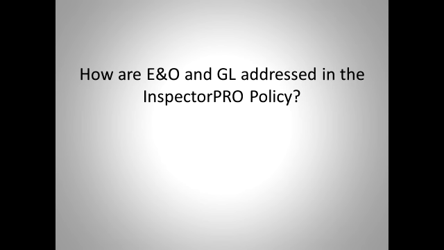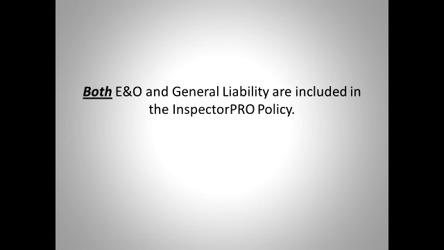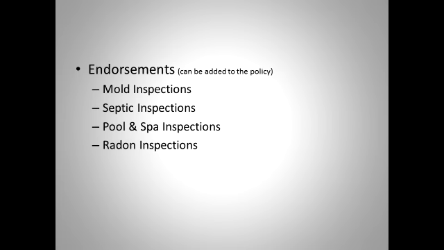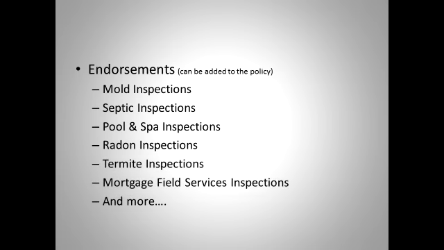Because both general liability and errors and omissions hazards exist every time you do your job as a home and building inspector, we've included both coverages as part of the Inspector Pro Insurance Program policy. We also have endorsements that you can add to your policy for the other inspections that you do to help you sleep better at night. Things like mold, septic, pool and spa, radon, termite, mortgage field services, and many others.